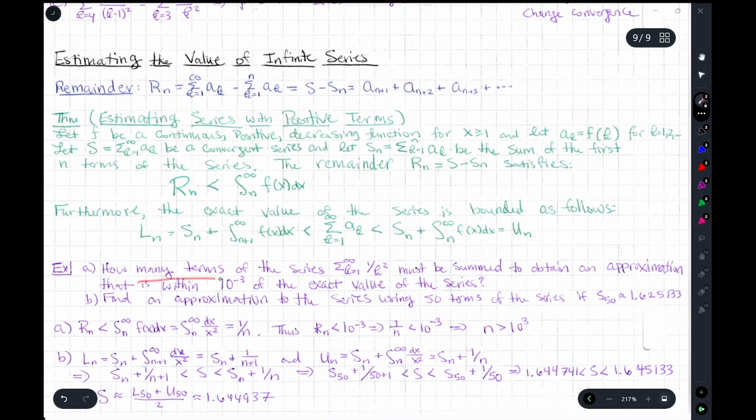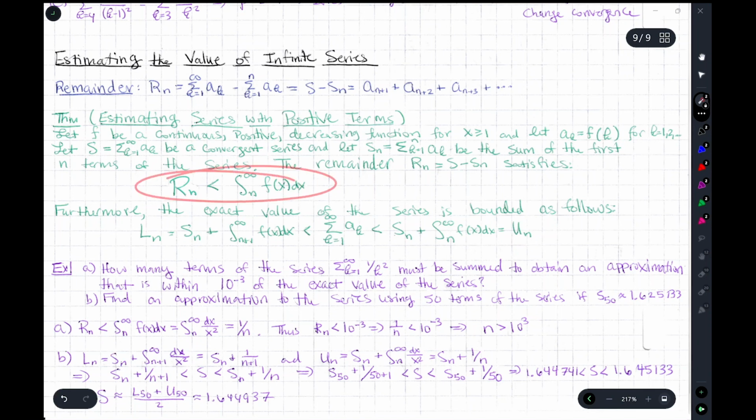So let's look at an example. How many terms of the series must be summed to obtain an approximation that is within 10 to the minus 3 of the exact value of the series? Well, if the remainder is smaller than 10 to the minus 3, then we're going to be within 10 to the minus 3 of the exact value. The remainder is what's left, what we have to add to get the total sum. So here we basically want the remainder to be less than 10 to the minus 3.